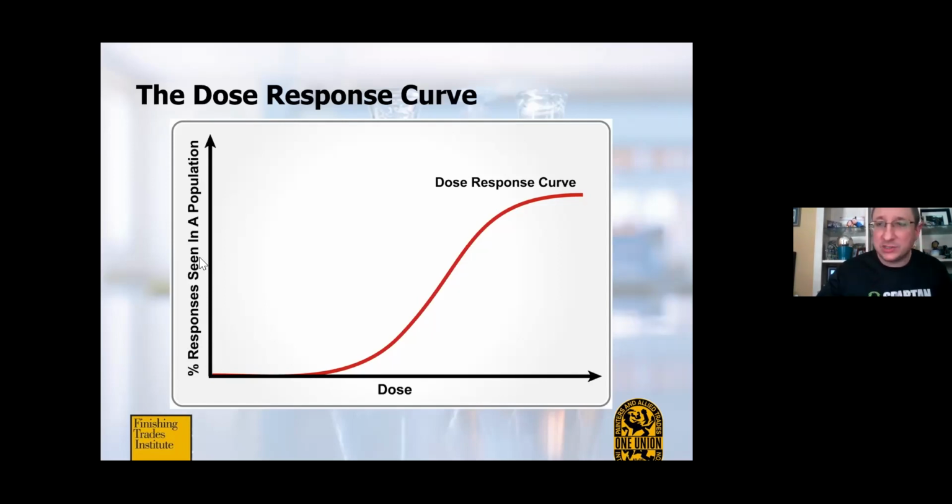The population is going to start to see this response. At first, it might just be one or two of us. As the dose keeps going up, more and more people are going to probably be seeing that same reaction. And at some point, if the dose is high enough, every single person in that population, that study group, is going to be seeing the effects. That's what's called the dose response curve.